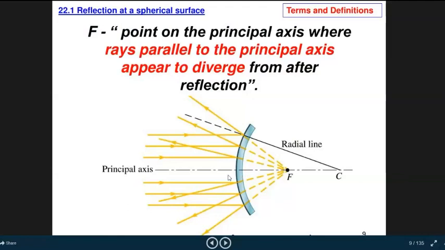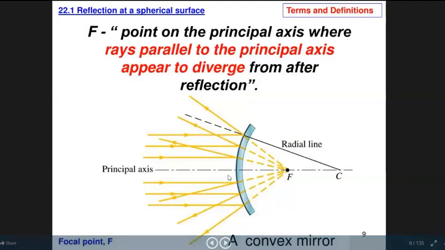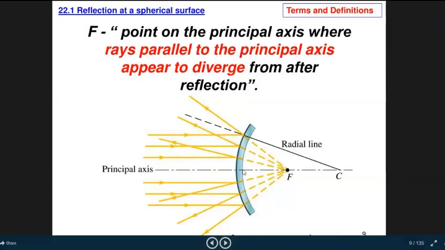Now again we define the focal point using a convex mirror. You see here, the convex mirror is silvered from inside, from this side. Here the image is made wrongly because this dark blue line must be this side, indicating the silvered line. Okay, so this side is the reflecting surface. So the point on the principal axis where rays parallel to the principal axis appear to diverge from after reflection is called the focal point of the convex mirror.